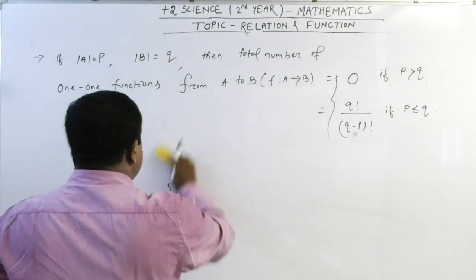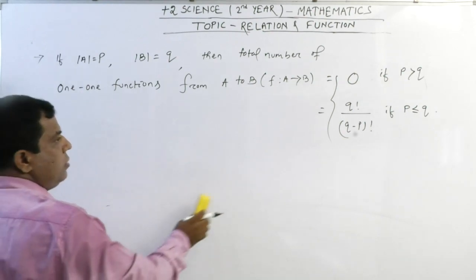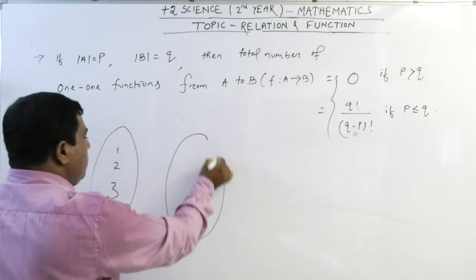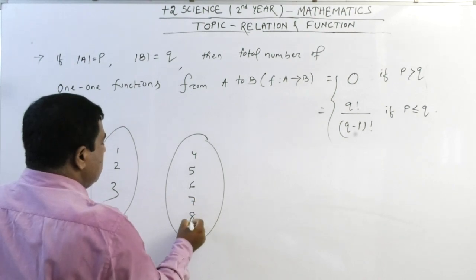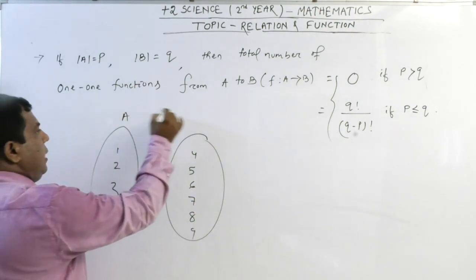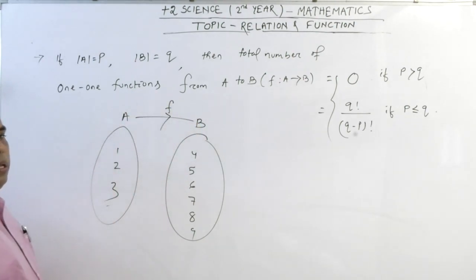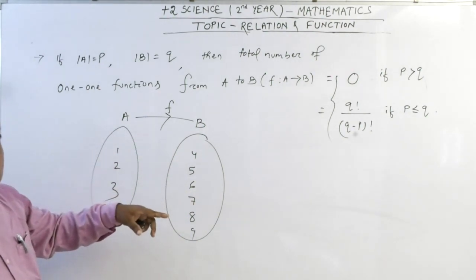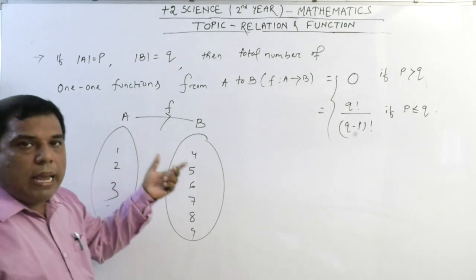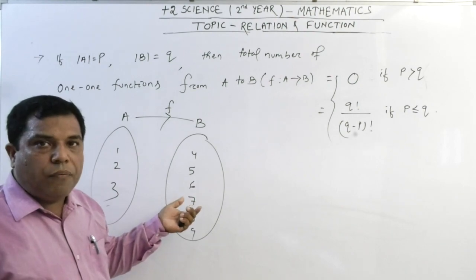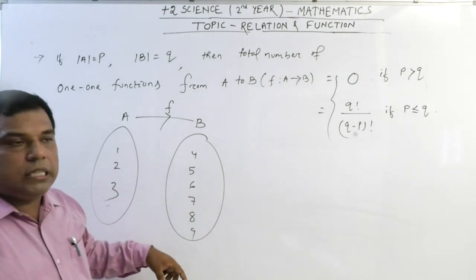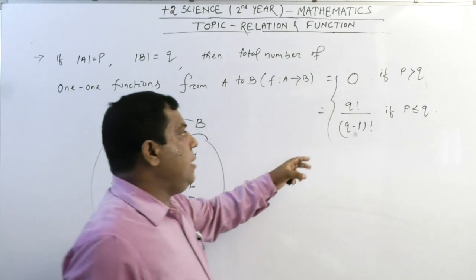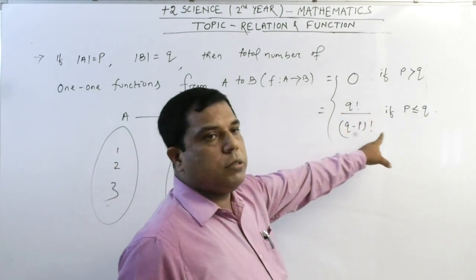Now suppose A has 3 elements and B has 6 elements. Let it be set A and set B, and f is the function from A to B. So for connection of 1, you see 6 elements are there. For connection of 2, since one is used, it has 5 elements. Then for 3, it has 4 elements existing. So it has the choices here. That is why the total number of possible one-one functions is written in the form of Q factorial divided by Q minus P factorial.